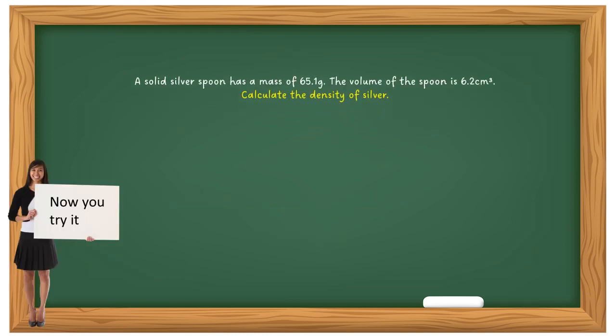All right, so now you try it. A solid silver spoon has a mass of 65.1. The volume of the spoon is 6.2 centimeters cubed. Calculate the density of the silver. Again, the question is giving you the answer basically. You've got the mass, you've got the volume. You know from the question they want to find out the missing part, which is density. So it's just the mass divided by the volume, and that will give you 10.5 grams per centimeters cubed. Remember to add that to your final answer.